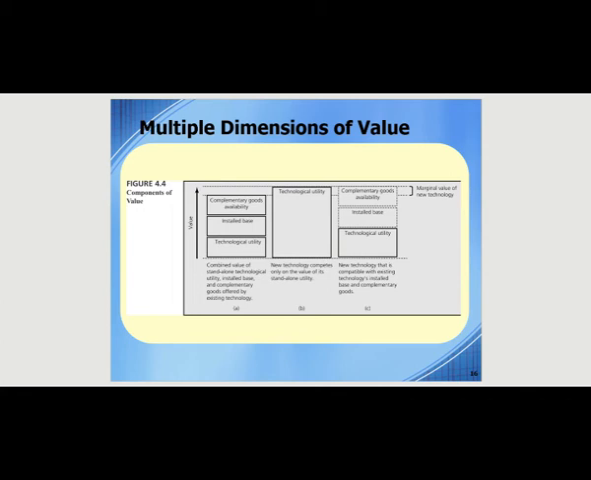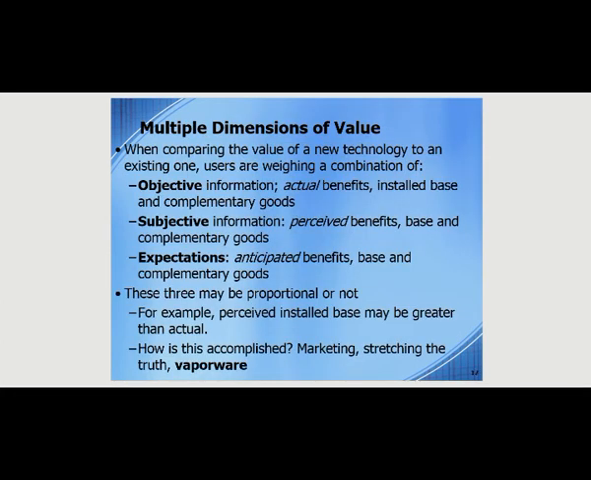When comparing the value of a new technology to an existing one, users are weighing a combination of objective information, which is the actual benefits, installed base, and complementary goods; subjective information, which is perceived benefits, perceived installed base, and perceived complementary goods; and expectations, which are anticipated benefits, anticipated installed base, and anticipated complementary goods. These three may or may not be proportional. For example, perceived installed base may be greater than actual.